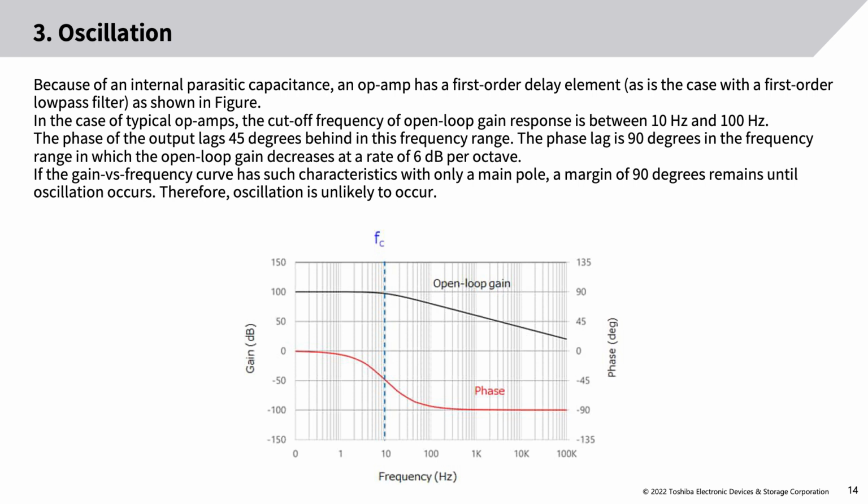The phase lag is 90 degrees in the frequency range in which the open-loop gain decreases at a rate of 6 dB per octave. If the gain vs frequency curve has such characteristics with only a main pole, a margin of 90 degrees remains until oscillation occurs. Therefore, oscillation is unlikely to occur.